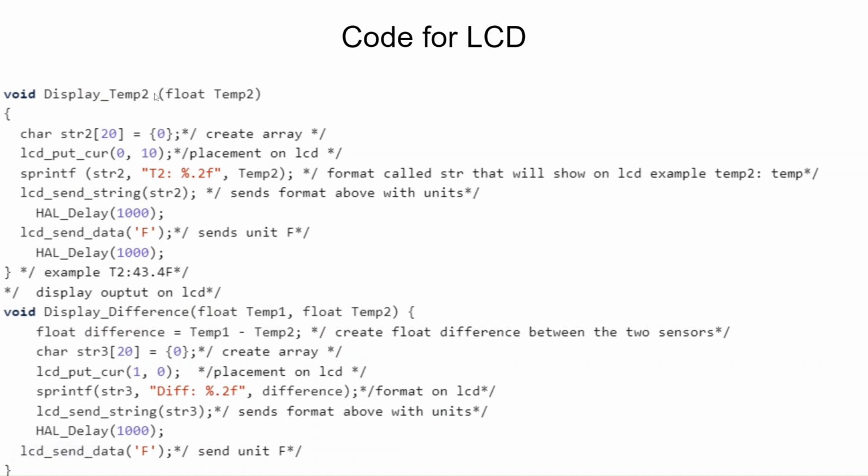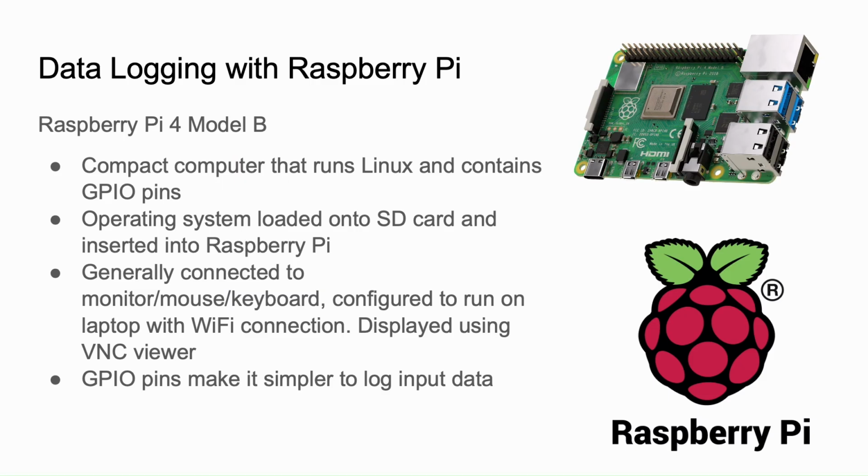So we basically do the same exact thing with temperature sensor 2, but we use the data from the second temperature sensor. Yeah, the same thing with the difference. Just we subtract the temperature from one from the other. And yeah, that's all for that.